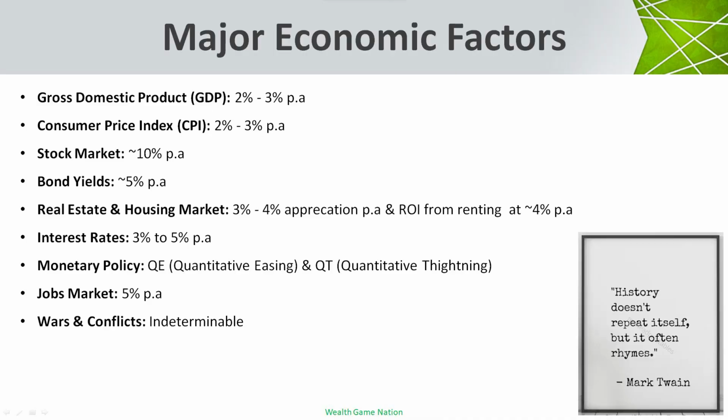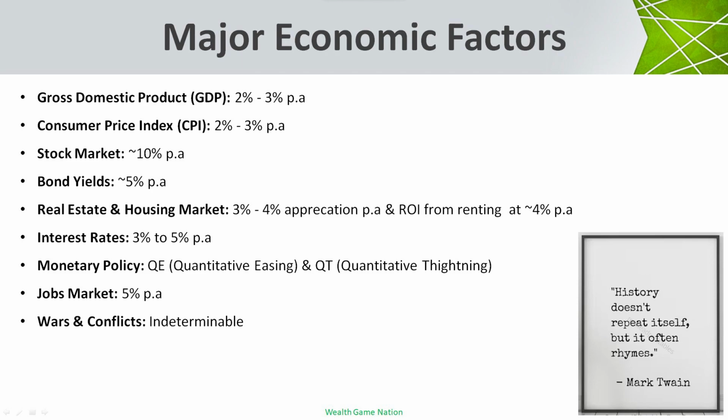Then there are bonds and bond yields. There are different kinds of bonds, but the typical government bonds, such as US Treasuries, are often considered low risk and have provided relatively lower yields compared to riskier assets like stocks. The historical average return for long-term government bonds is around 5% per year.